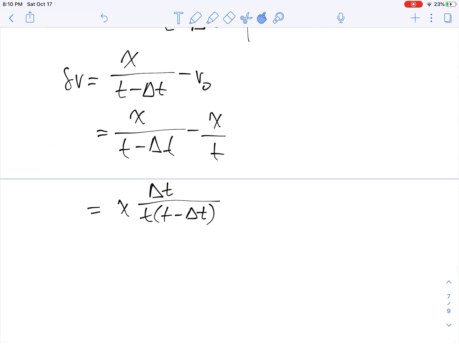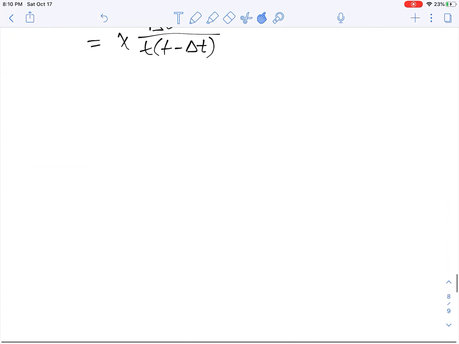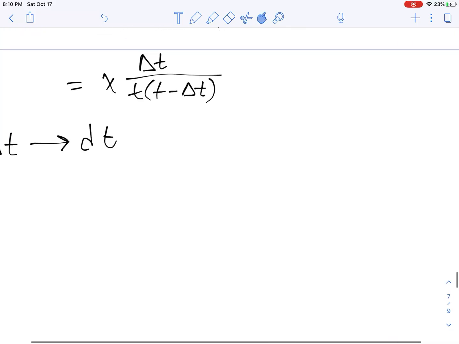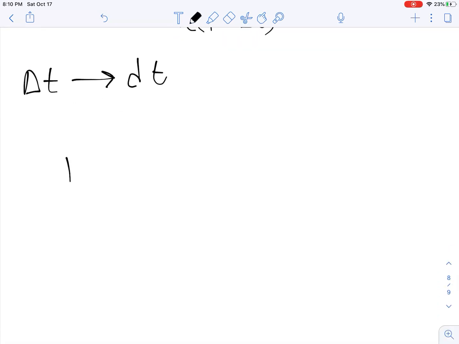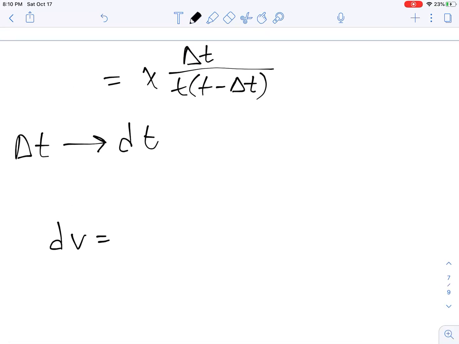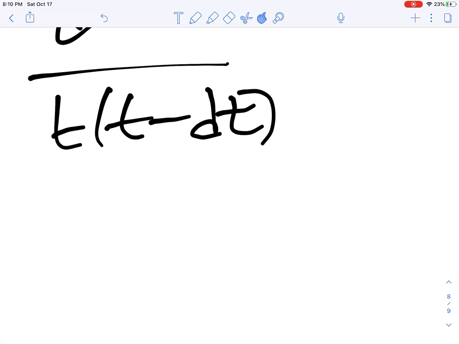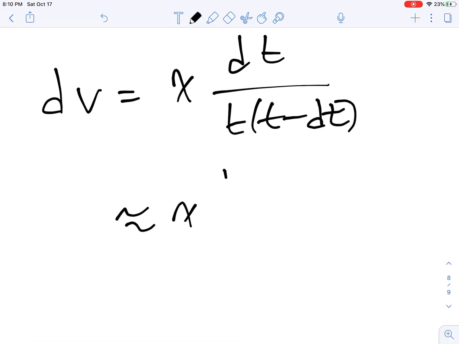So now, again, we said that delta t is infinitesimal. So what that means is that delta t goes to dt. If you replace the differentials like this, dV is equal to x dt over t times (t minus dt). Note that the denominator can be written as just t, or approximately t, because dt is very small and subtracting a differential is approximately the same. So this can be written as x times dt over t squared.